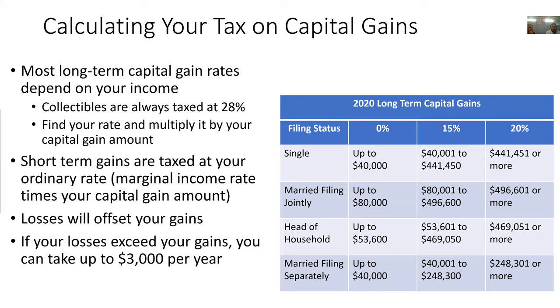Losses go to offset your gains, and the amount you can take over your gains is limited to $3,000 a year. So if you have $10,000 of losses and $5,000 of gains, you're not going to declare any gains for the year. You're going to take $3,000 as a deduction, and then you have $2,000 to carry forward to the next year and use it then.